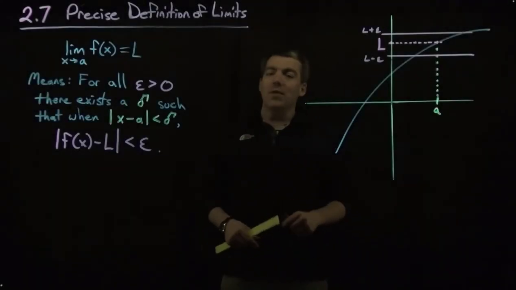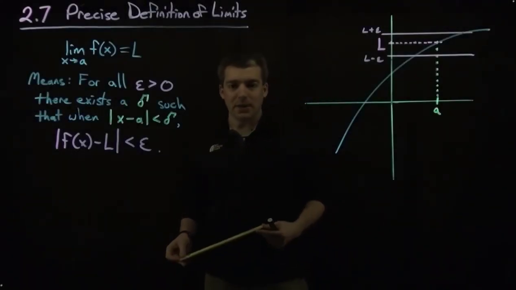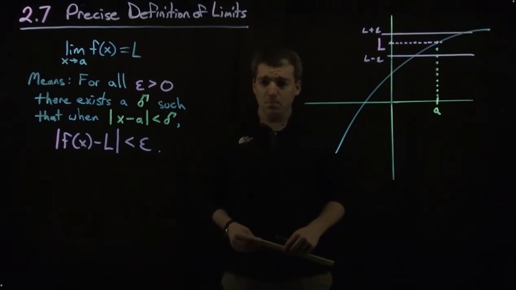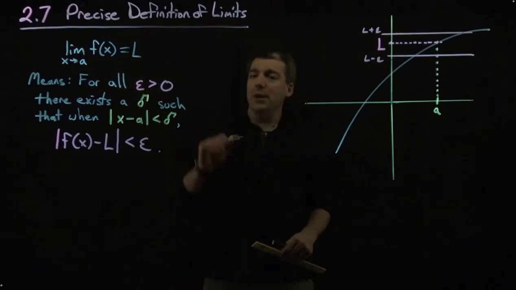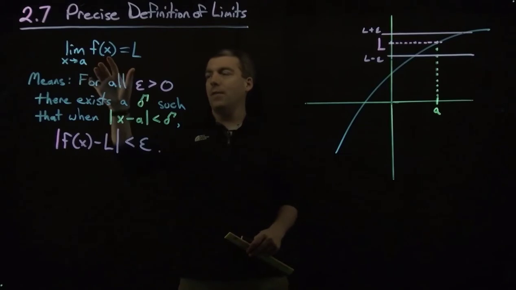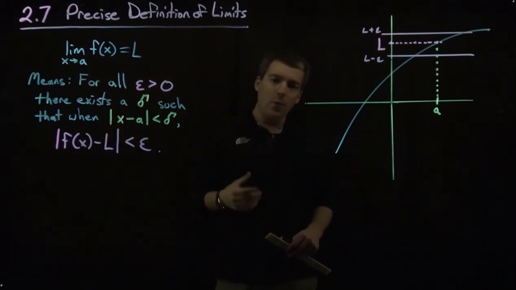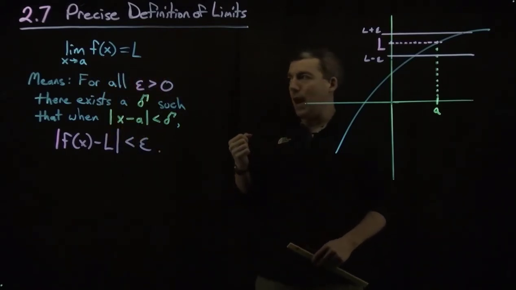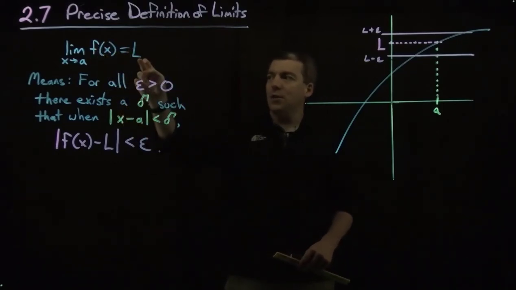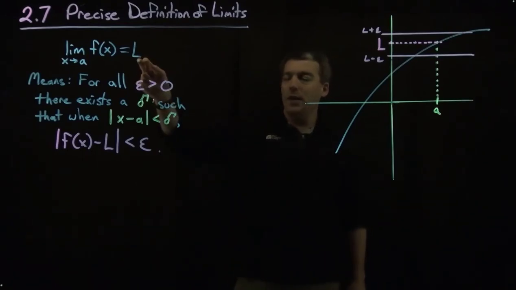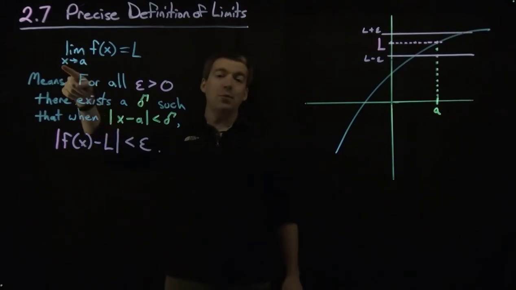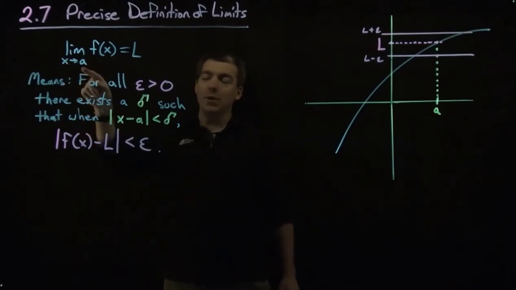All right, in 2.7, we're looking at the precise definition of limits. So I'd like to go over that a little bit, and then we'll do an example. When we have this statement, the limit as x goes to a of f of x equals L, we talked about that meaning that we can make the function f of x as close as we like to the limit L. And we can do this by taking x, the input values, sufficiently close to this value a.